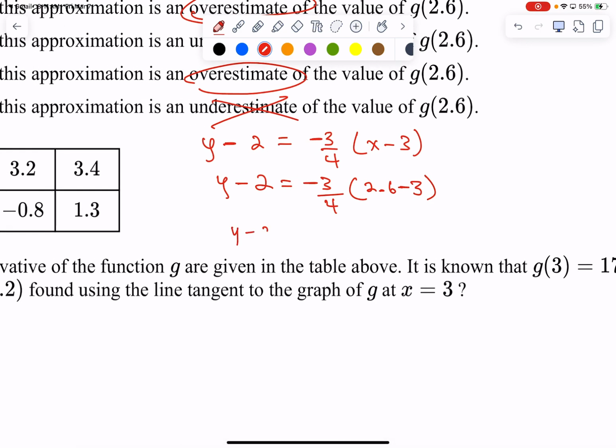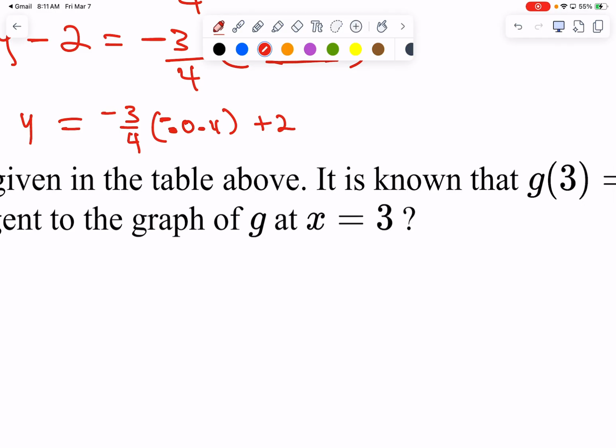So we're going to have y minus 2 equals, I forgot to add the 2 over. Let's add the 2 over. So y equals negative 3/4. This will be negative 0.4. Is that agreed? I do need the negative that time. So it's negative 0.4 plus 2. What is 0.4 as a fraction? Is it easier to take 0.4 and turn it into a fraction? I think so. What's 0.4 as a fraction? 2/5. So we're going to have negative 3/4 times negative 2/5 plus 2.